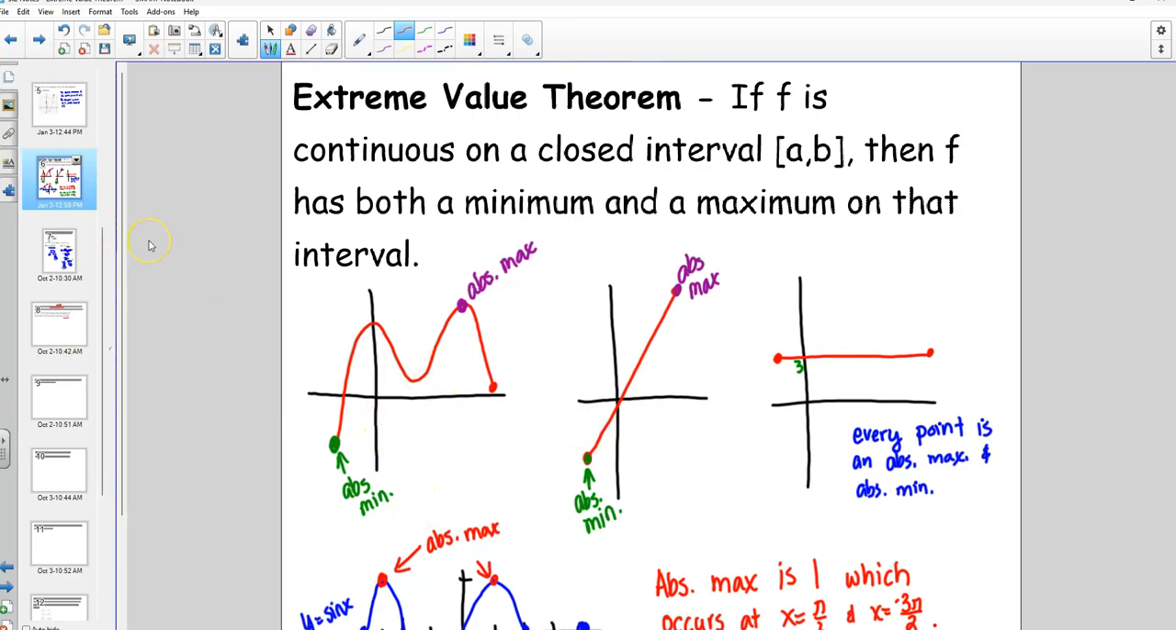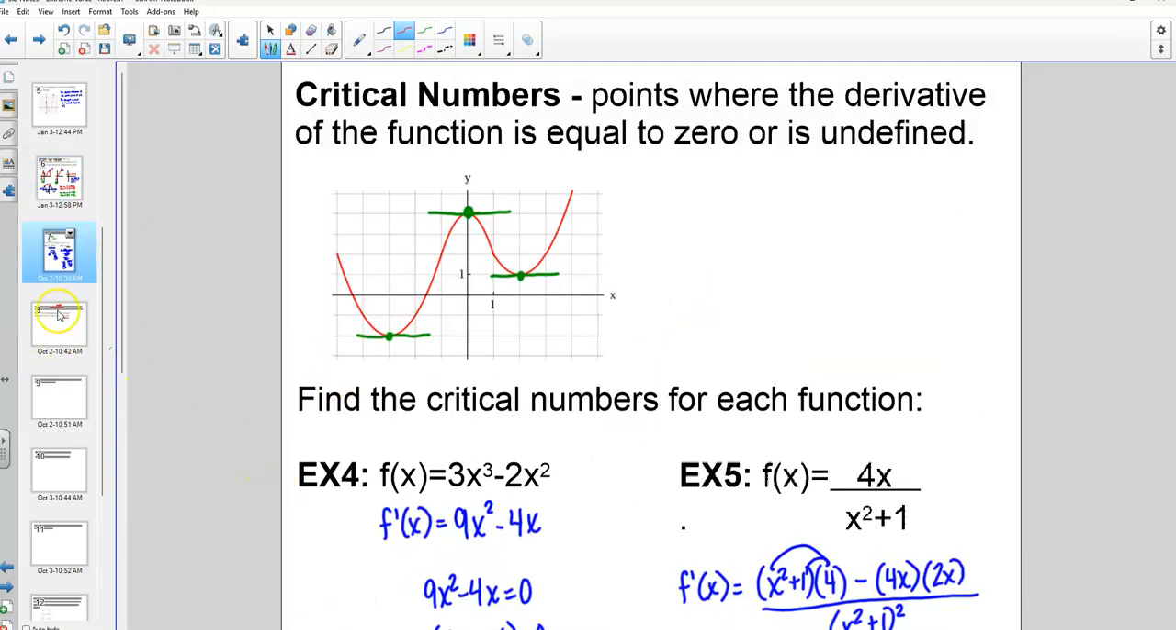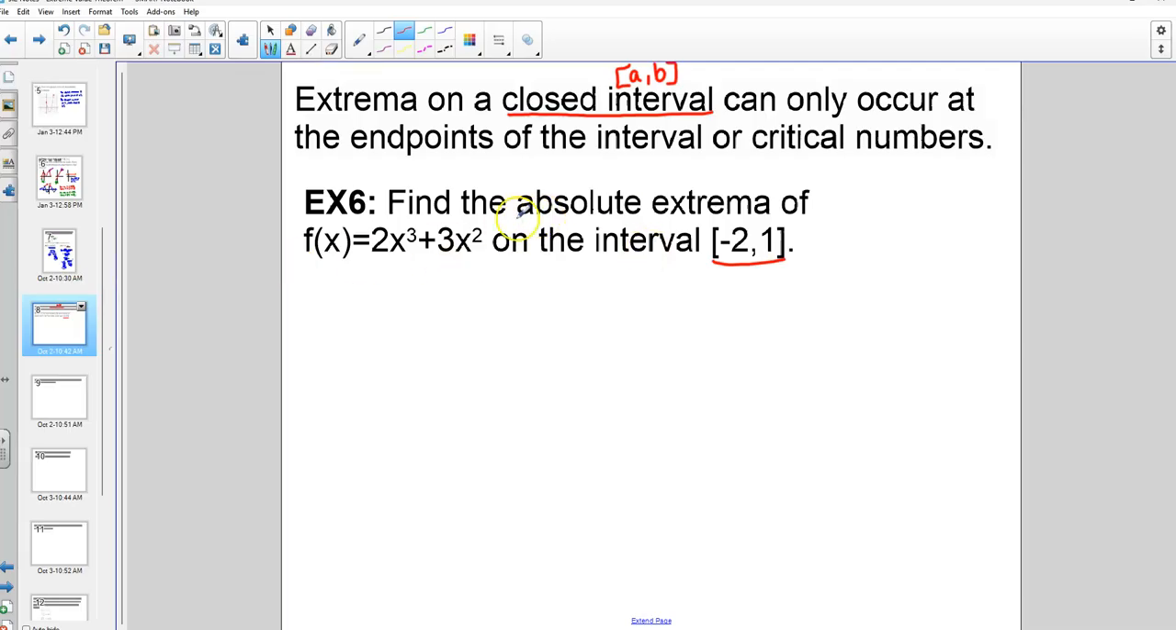There, because at maximums or minimums, what's most common is a 0 slope on your tangent. It can also be undefined. So, if we have a problem like this, find the absolute extrema of f of x equals 2x to the third plus 3x squared on the interval from -2 to 1. And it is calculator inactive.